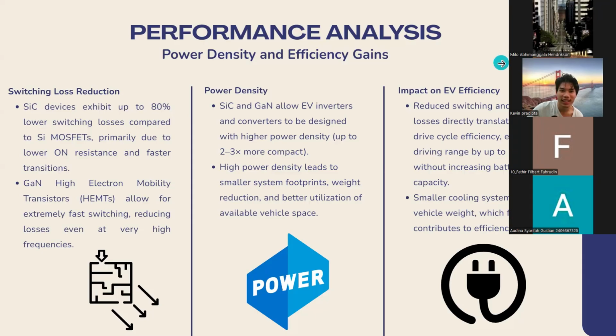For power density, SiC and GaN allow EV inverters and converters to be designed with higher power density, and higher power density leads to smaller footprints, weight reduction, and better battery utilization. As for the impact on EV efficiency, reduced switching and conduction losses directly improve it. And smaller cooling systems reduce vehicle weight, which further contributes to efficiency.